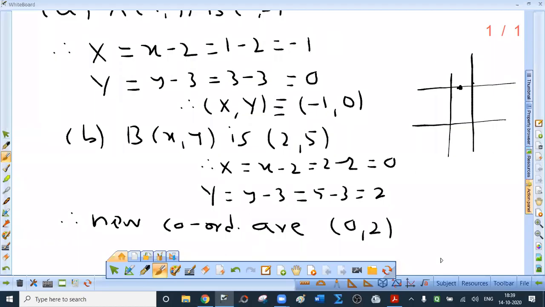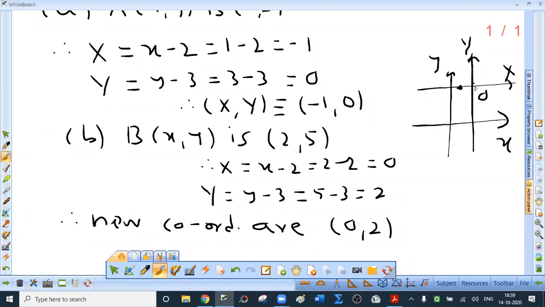Actually, you can obtain the answer by drawing a graph also. This is the old x axis, this is the old y axis. The origin is shifted to which point? It is 2, 3. So this is the new y axis, this is the new x axis, this is the new origin, right? 2, 3. Now the first point is 1, 3. 1, 3 are the old coordinates. So 1, 3, this is the point.